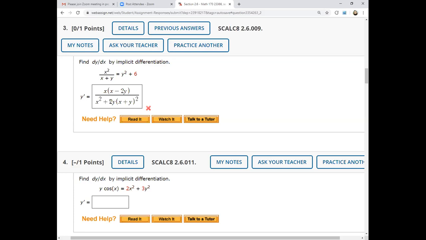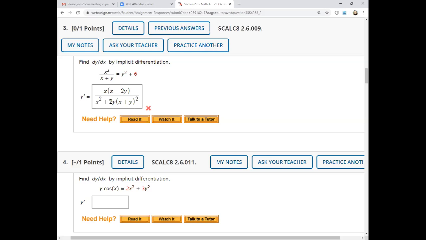And you don't take the derivative of the bottom, the x plus y squared? No, the quotient rule doesn't say that. It's low d high minus high d low, over low low. There are no derivatives on the bottom. Okay.